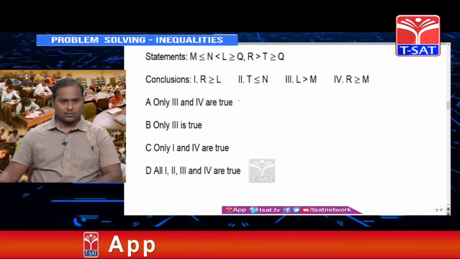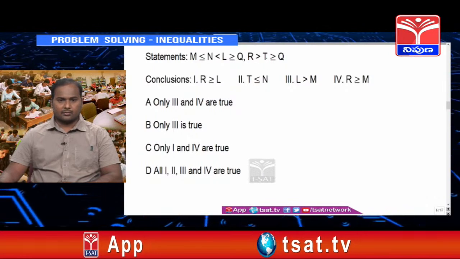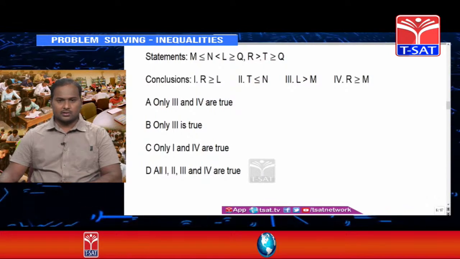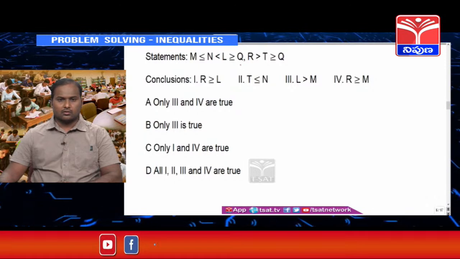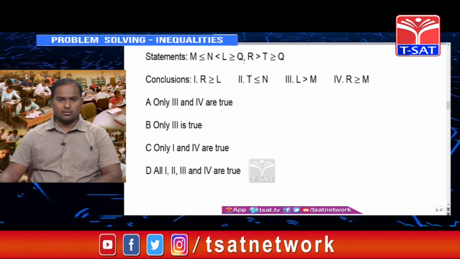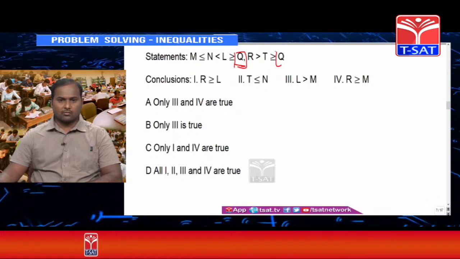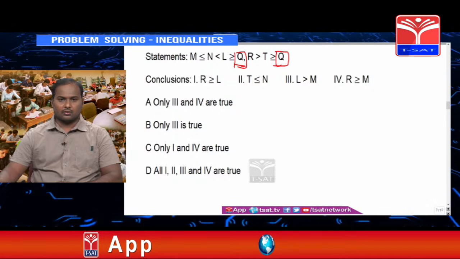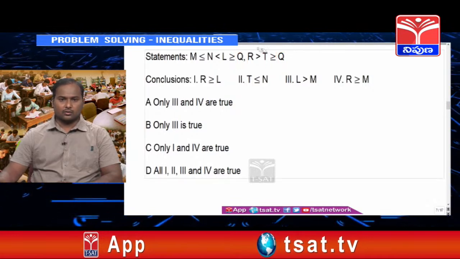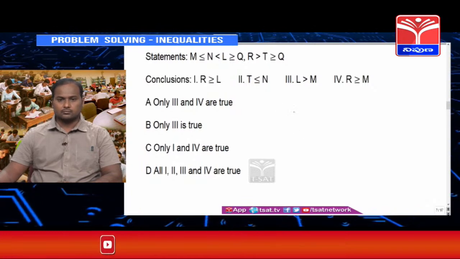See, in this particular question, two statements are given. So whenever two statements are given, you convert the two statements into a single statement. To convert the two statements into a single statement, what is the first thing we need to do? Find out the common. What is the common here? Q is the common. Here also Q is the common. So by taking this common, you convert the two statements into a single statement.